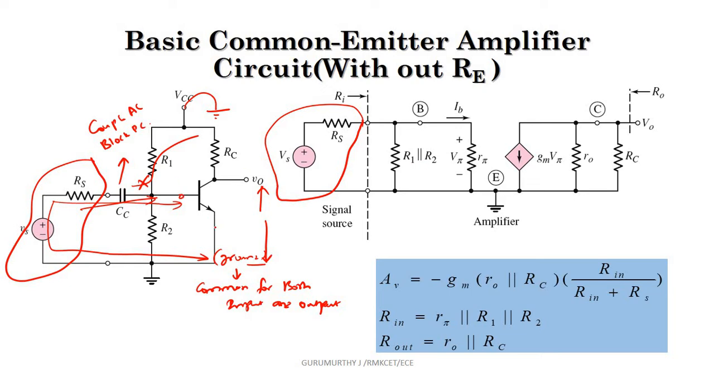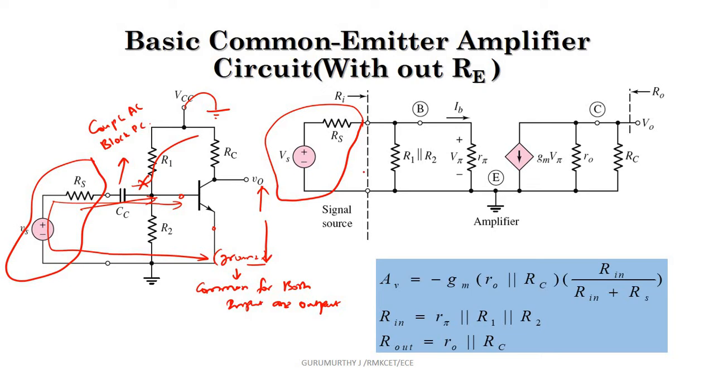After that, we have base and emitter. Between base and emitter, we have R pi, which is nothing but the diffusion resistance. After that, between collector and emitter, we have a current source gm V pi, and R0, which shows the presence of the Early effect, and RC. So this is the small signal equivalent.